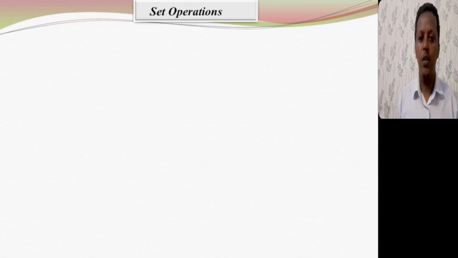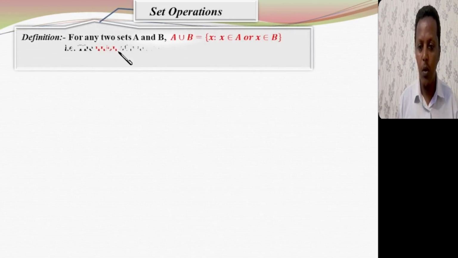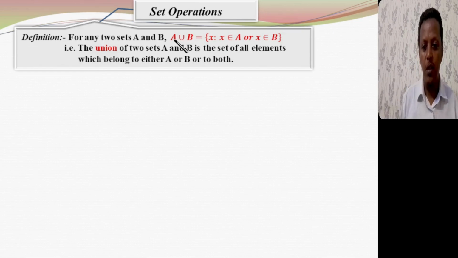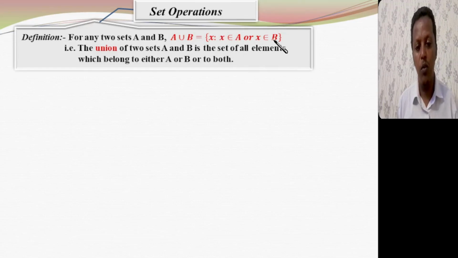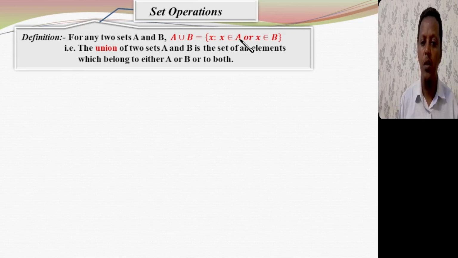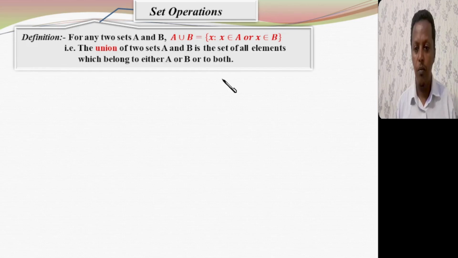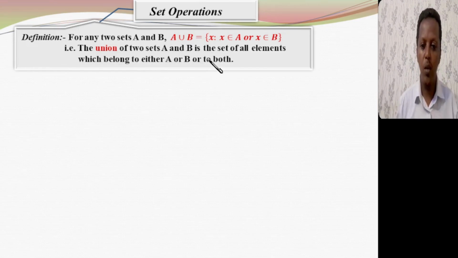Okay, next to set relation, we'll see set operations. Now the first operation we have is the union. A union B contains x when x is an element of A or x is an element of B. We are combining based on disjunction. If one of the two is true or both are true, then x will be an element of A union B. That means the union of two sets A and B is the set of all elements which belong to either A or B or to both A and B.